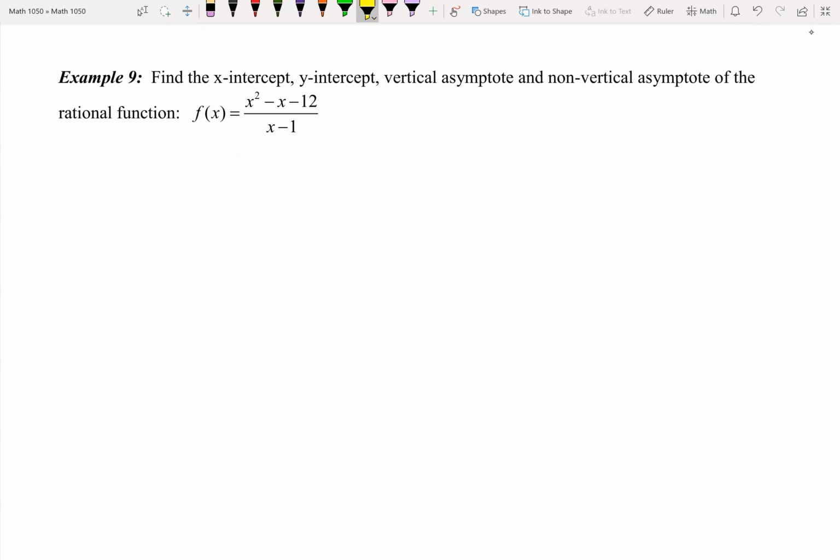Okay. Question 9. Find the x-intercept. Find the y-intercept. Find the vertical asymptote. And find the non-vertical asymptote.